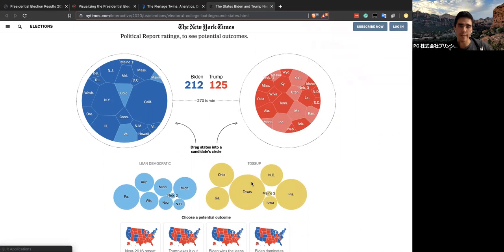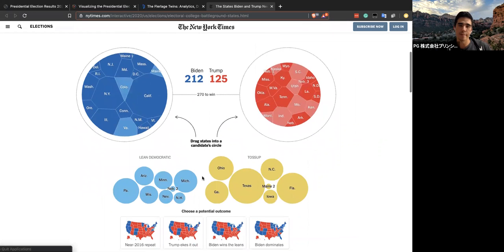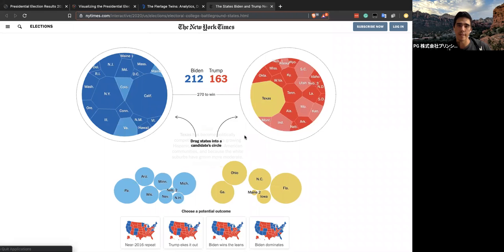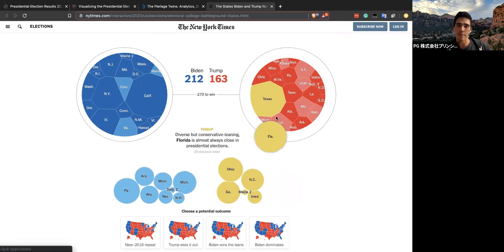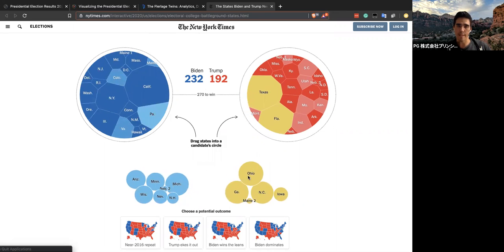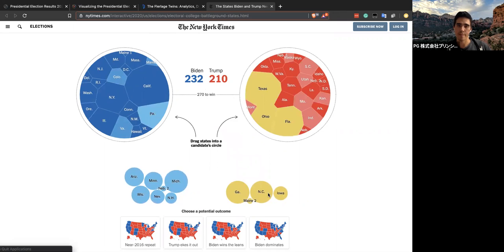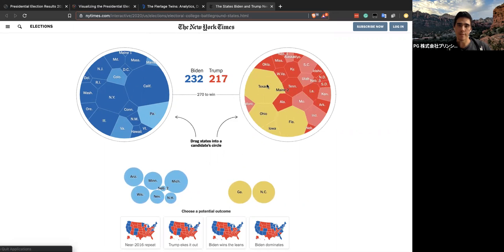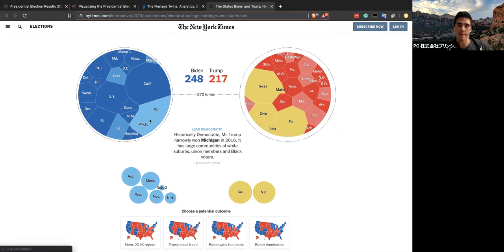But now we can take the more risky states and add them to these bubbles, right? So we can see if Trump wins Texas, he gets a little bit closer. If he gets Florida as well, it's a little bit closer. And here's the total as well. 270 is to win. Maybe Biden will get Pennsylvania. Trump got Ohio. He got Iowa. Right. So you can see the size is growing.